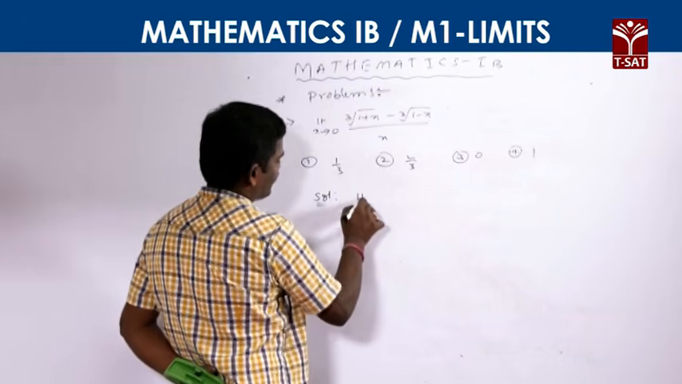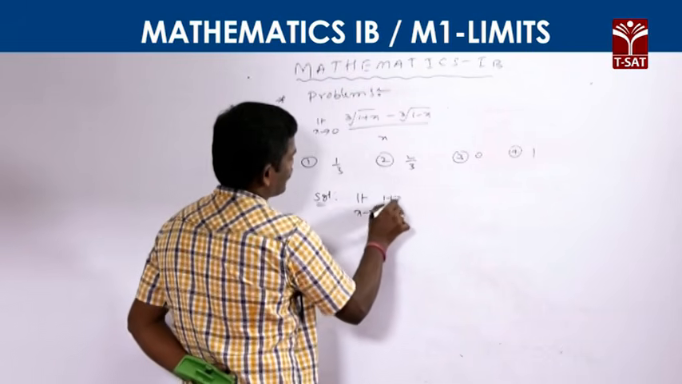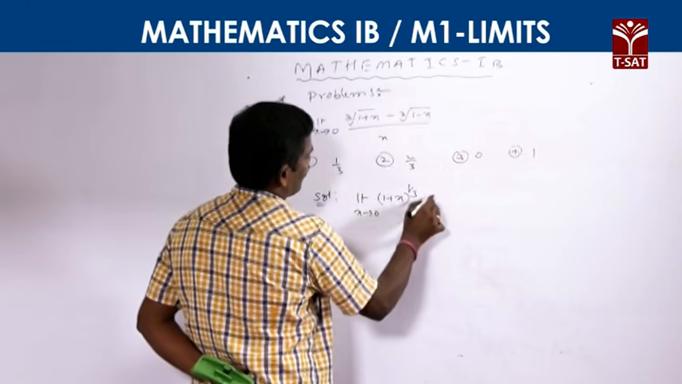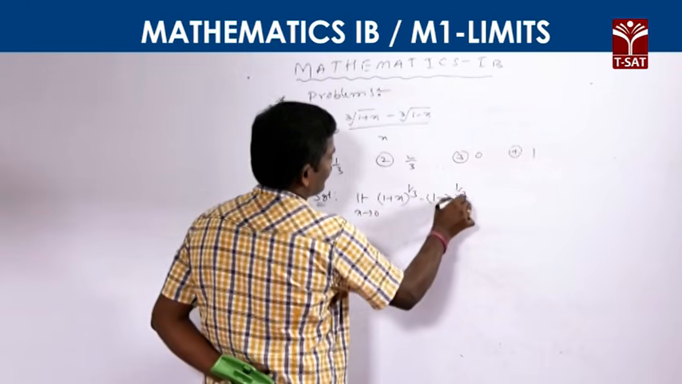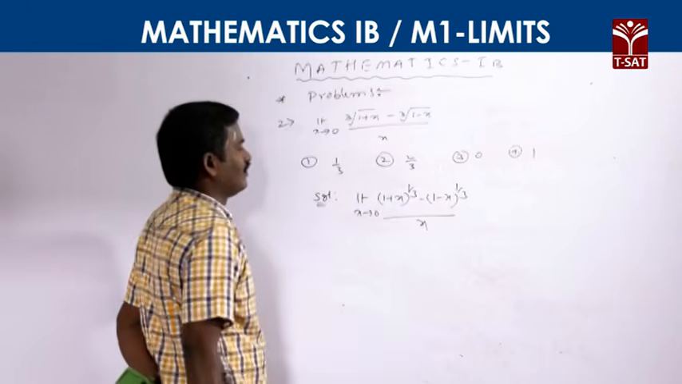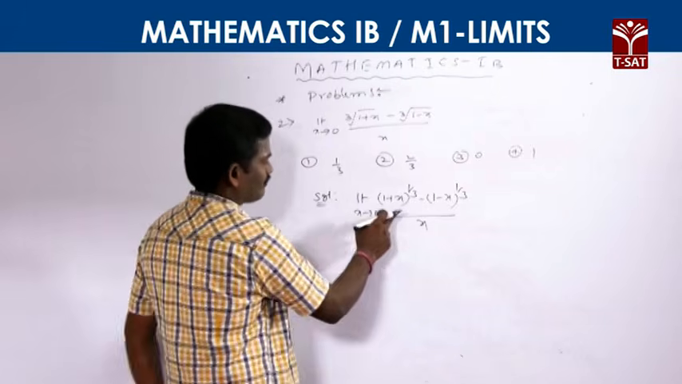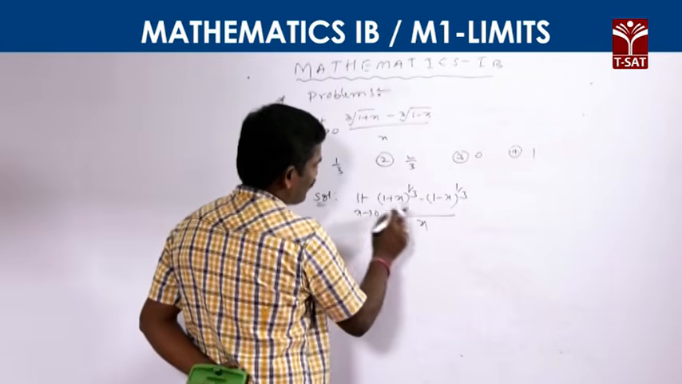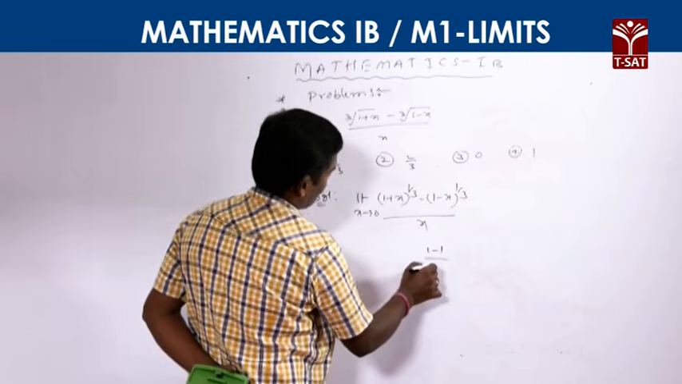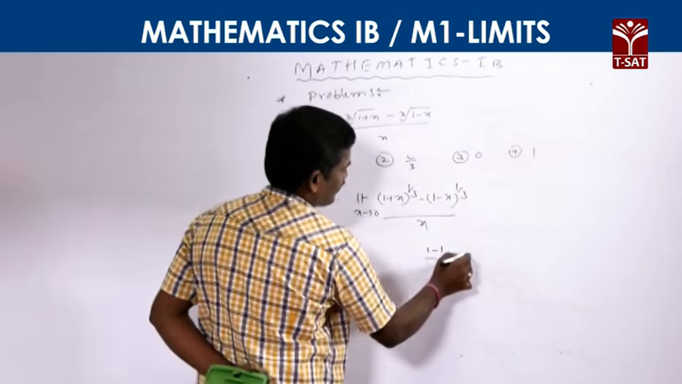This we can write as limit x extends to 0, (1 plus x) power 1 by 3 minus (1 minus x) power 1 by 3 by x. So this is also L'Hospital rule. Substitute 0 here, 0 here. So 1 minus 1 by 0. So 0 by 0 form, it is an indeterminate form.